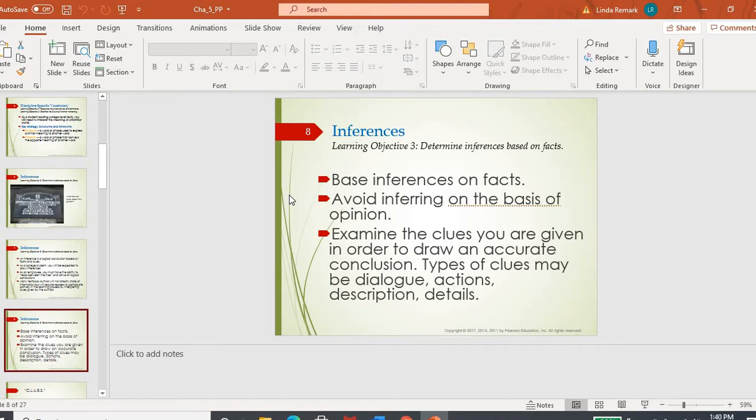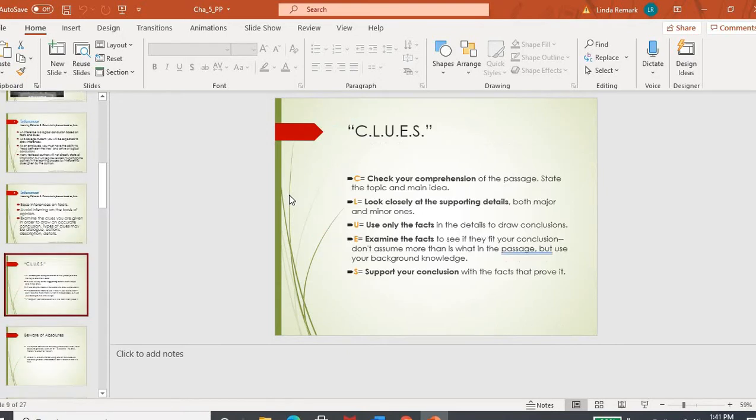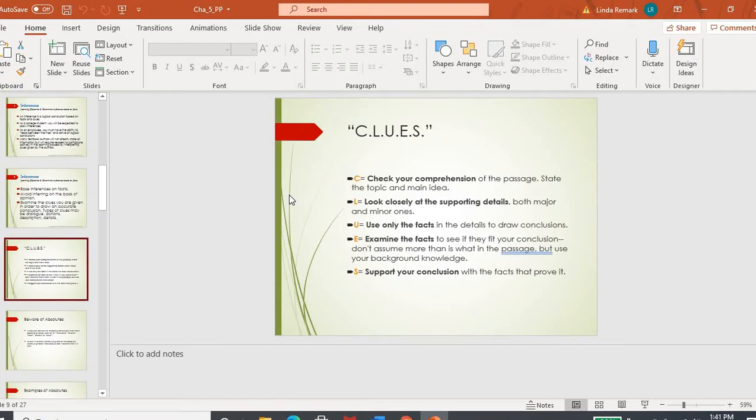They are based on facts. You want to make sure that you're not using your own personal opinion or bias, but rather what is stated in the text. So for instance, we already talked about in the main idea chapter, sometimes we have to come to our own conclusion what the main idea is because the author has implied it. And so we have to use the clues and the details and the facts given to come to that logical conclusion. And so this acronym CLUES can help you make logical inferences.